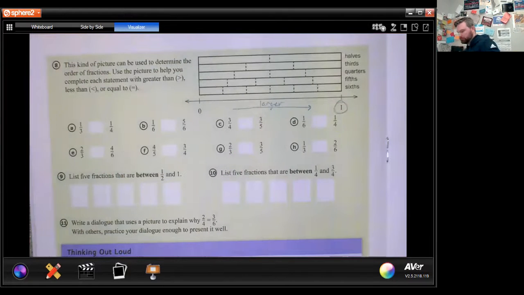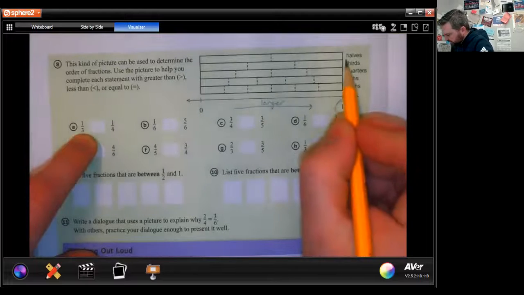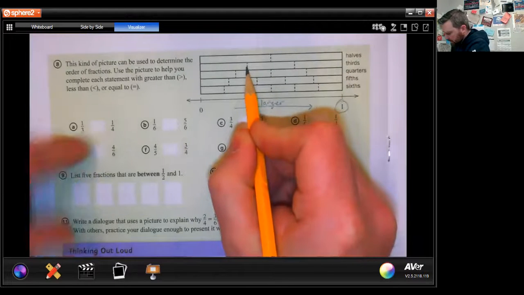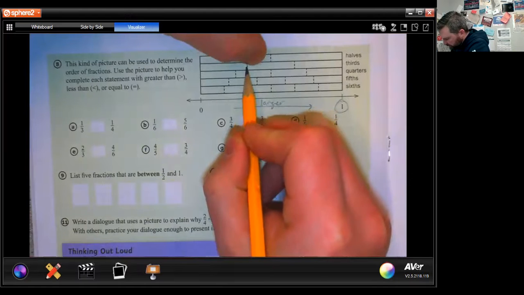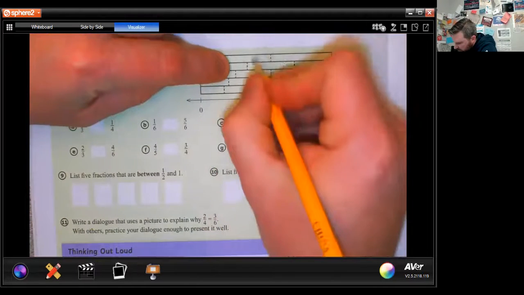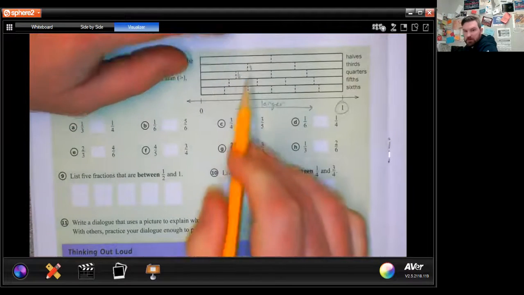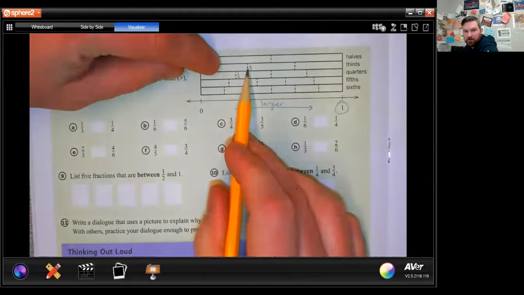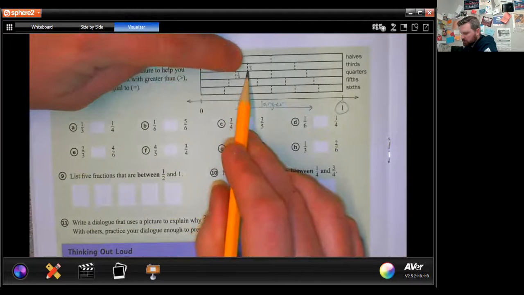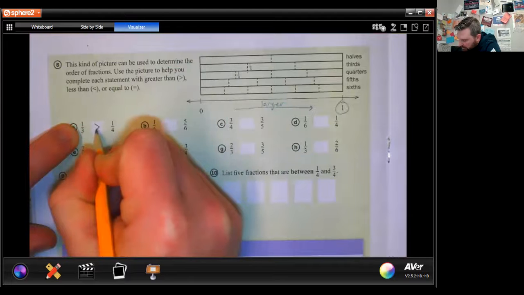Okay, so let's look at 1/3. So thirds, 1/3 is right here, and 1/4. Here's a fourth. So here's a third, 1/3 and 1/4. Which one is further to the right, a third or a fourth? A third is further to the right, so it will be bigger, so you will have a greater than symbol.